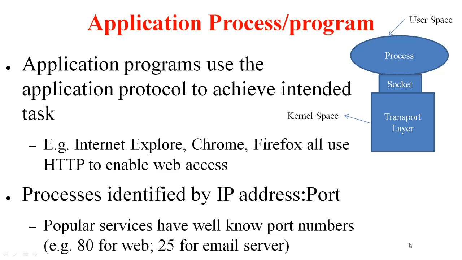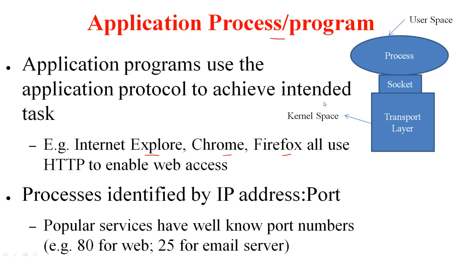And then there is something called an application process or a program. These are different from application protocols. An application program or a process actually implements the application protocol. For example, the Internet Explorer is an application program. Chrome is also an application program. Firefox is also an application program. All of these implement HTTP to provide web access. The difference could be in the GUI, that is the user interface. We have already seen this before.